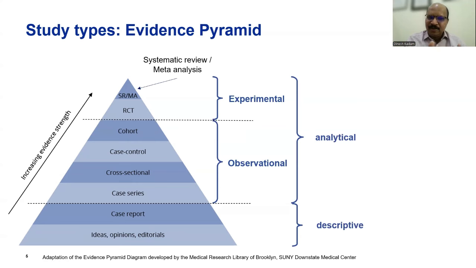And the level three are the cohort, cross-sectional, and case control studies and case series. Case series with, of course, control group or the comparable group, then it becomes an observational group. They are the level three evidence. Level four are the case reports, where single case reports. And level five is the opinions, ideas, innovations, and editorials.